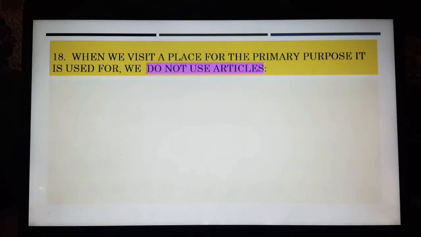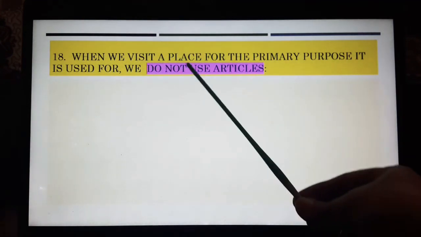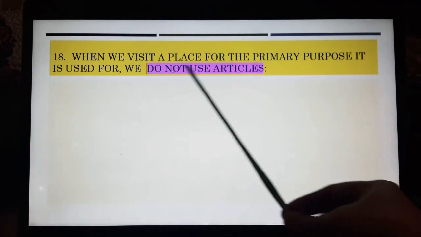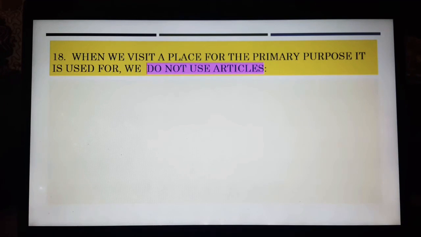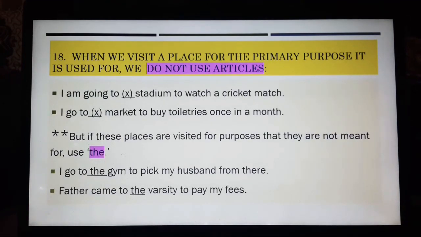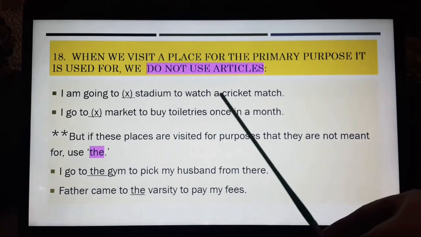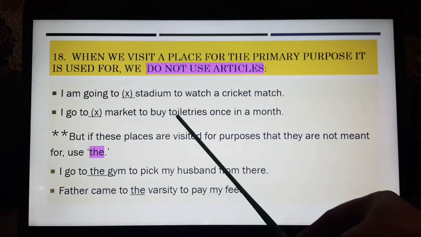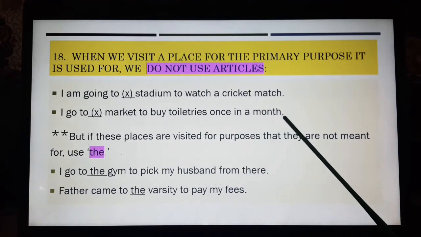Next rule is about when we visit a place for the primary purpose it is used for, we do not use articles. Examples: I am going to stadium to watch a cricket match. I go to market to buy toiletries once in a month.